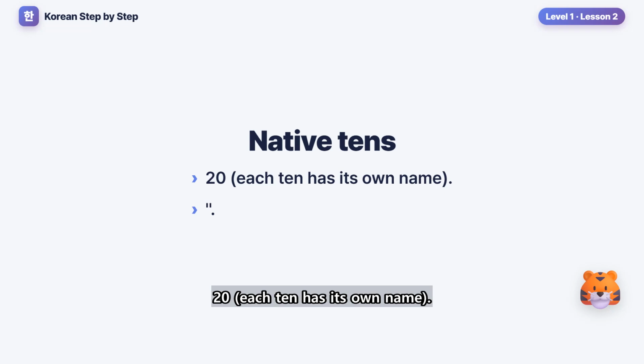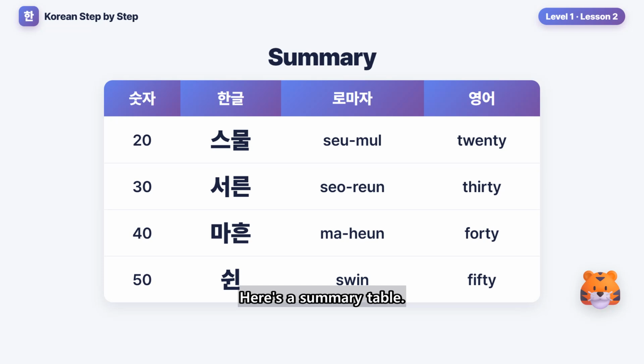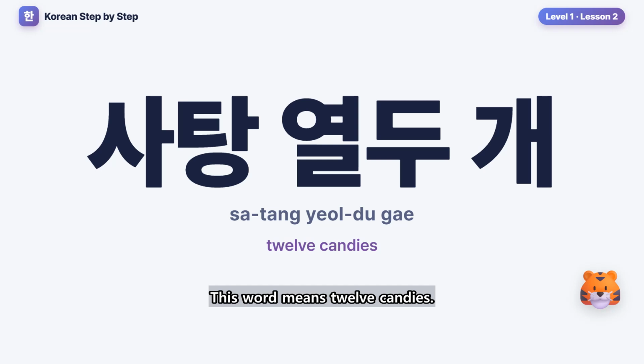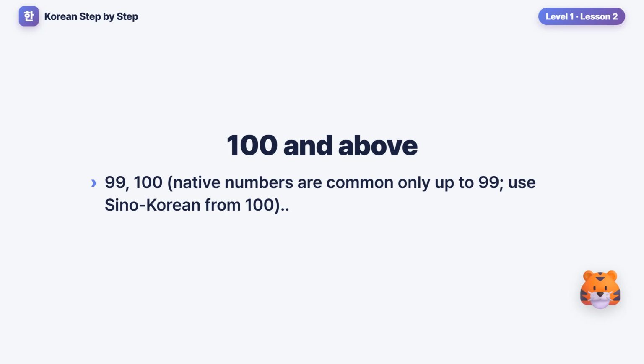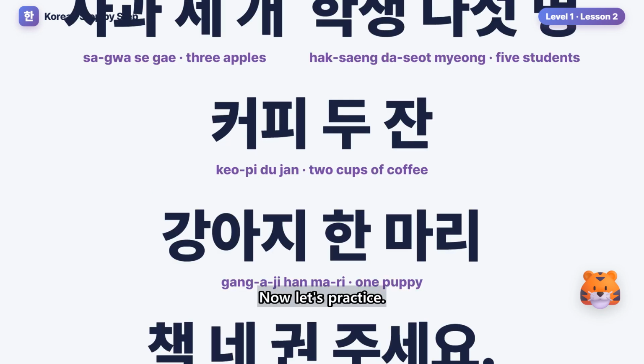20. Each 10 has its own name. Here's a summary table. Let's read the examples. 20, 30, 40, 50. This word means 12 candies. Listen. 사탕 12개. 90. Native numbers are common only up to 99. Use Sino-Korean from 100.